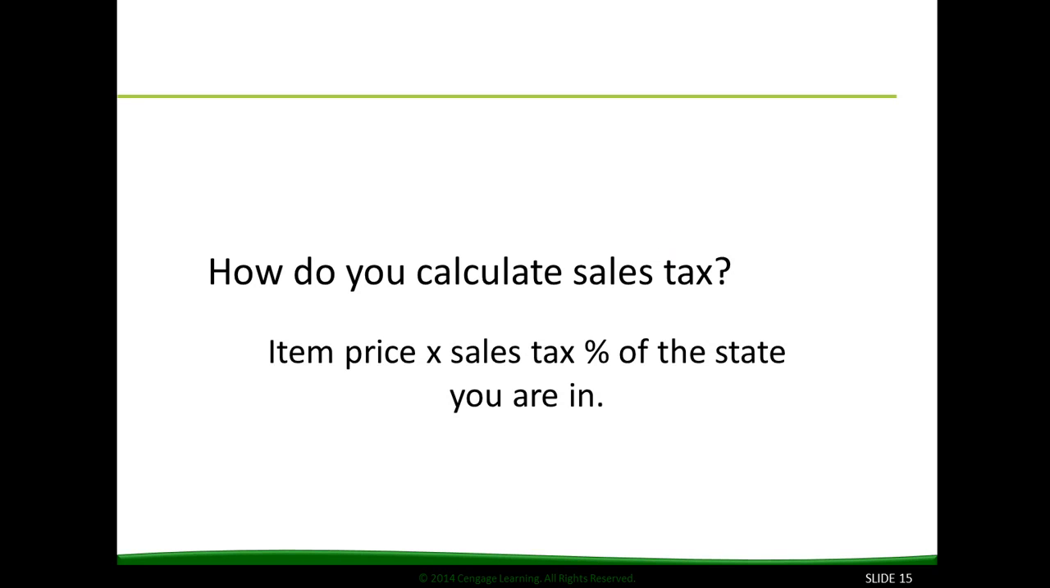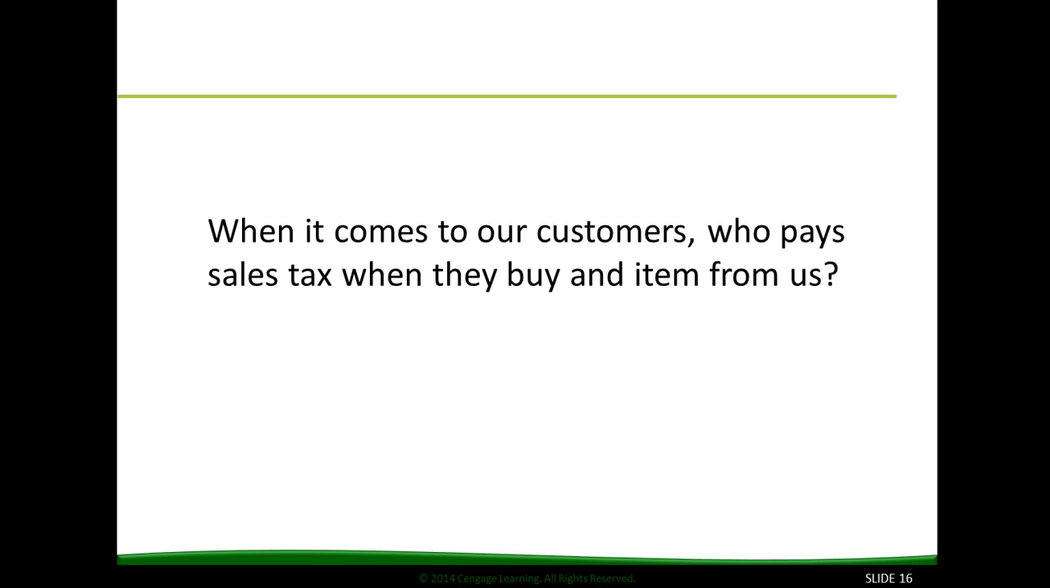Well, you take the item price times the sales tax percent of the state that you're in. And each state in the United States has different sales tax percentages. For example, in New Hampshire, they do not have sales tax. So when you go there and buy products or services in New Hampshire, you don't have to pay sales tax. What about Connecticut? Does anybody know what the Connecticut state sales tax is? It's 6.35%.